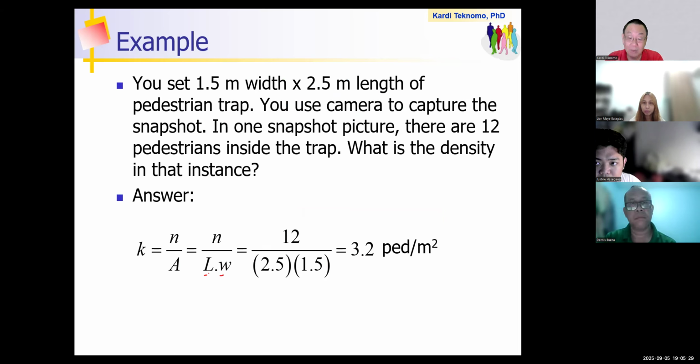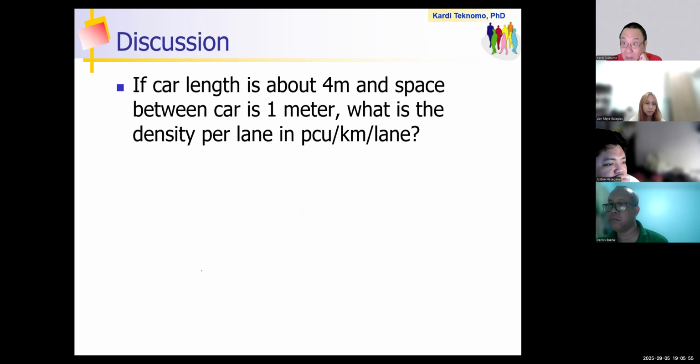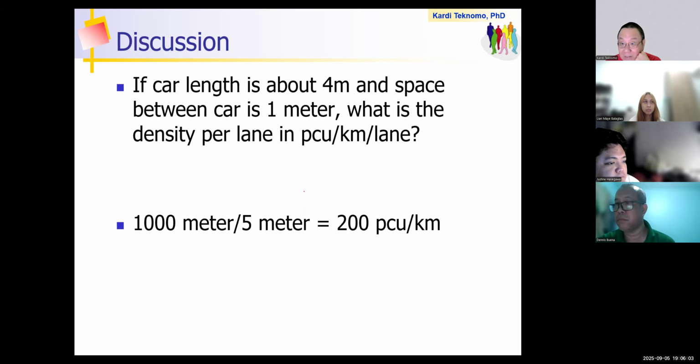Why? Because by definition, flow is the one that passes through the observation line only, not the entire length. That's why width matters, not the length. But for density, yes, you use the length. Clear? So if the car length is about 4 meters, and the space is 1 meter, you get around 200. This is the typical value.